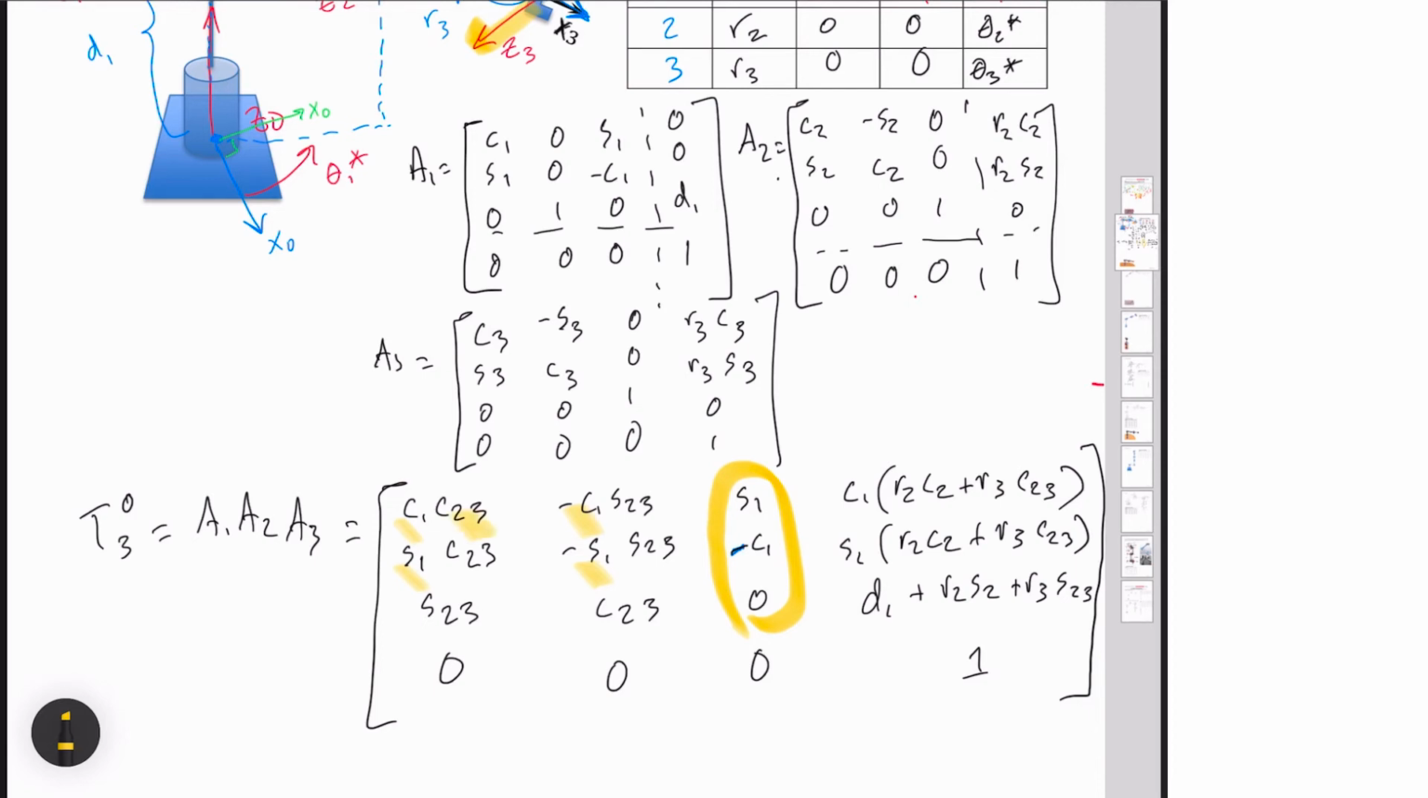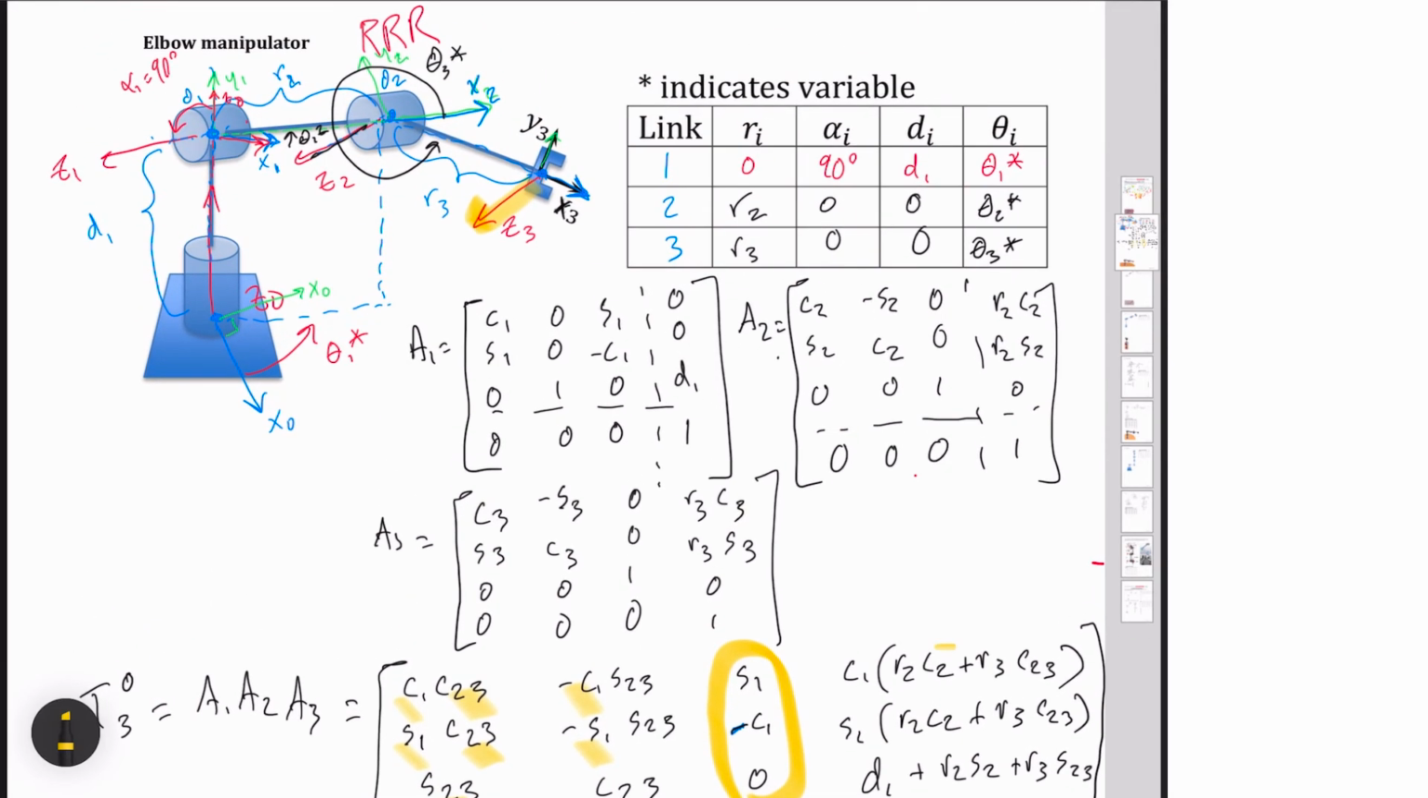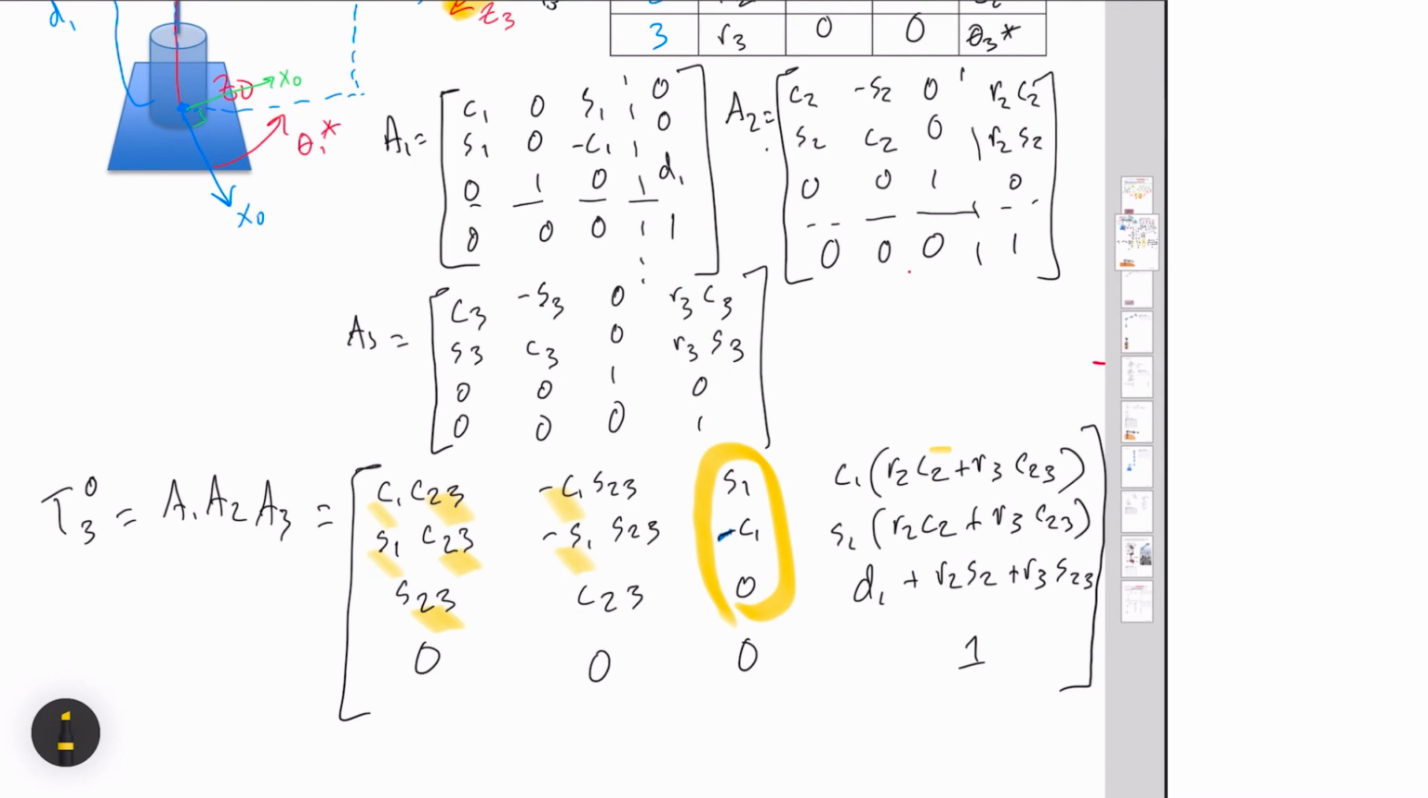Whereas all these terms are just a summation of theta 2 and 3. In fact, you'll never see theta 2 by itself. And the reason for that is because these axes are aligned, and they'll never not be aligned. There's nothing in between to interrupt that.